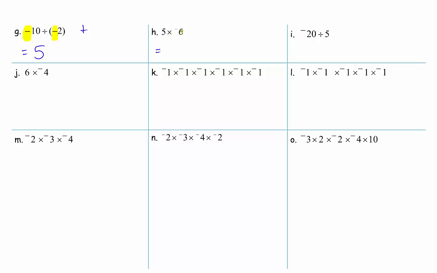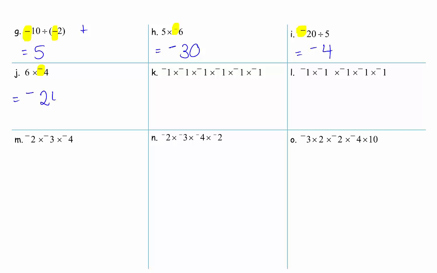I have 5 times -6. So my answer, because I only have one negative, is going to be negative. 5 times 6 is 30. Next, -20 divided by 5. So I only have one negative, so my answer is going to be negative. 20 divided by 5 is 4. Next, 6 times -4. I have one negative, so my answer is going to be negative.